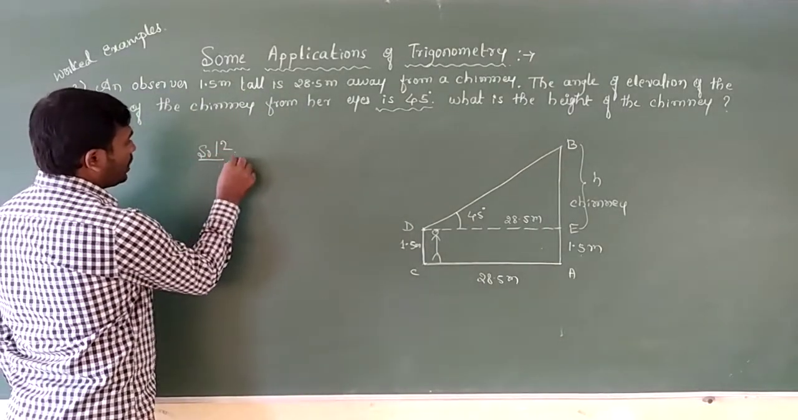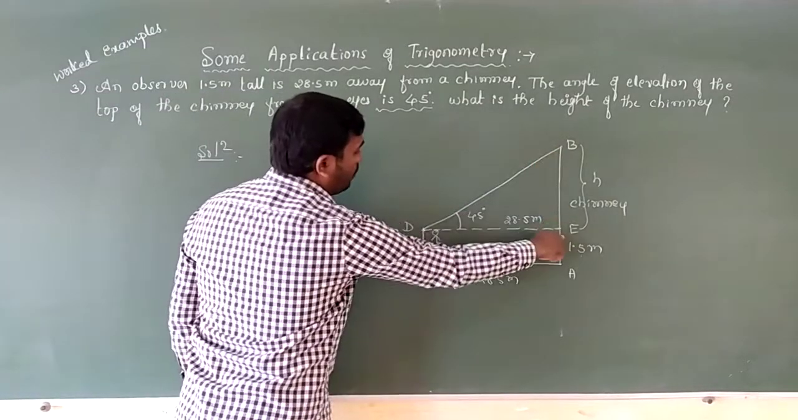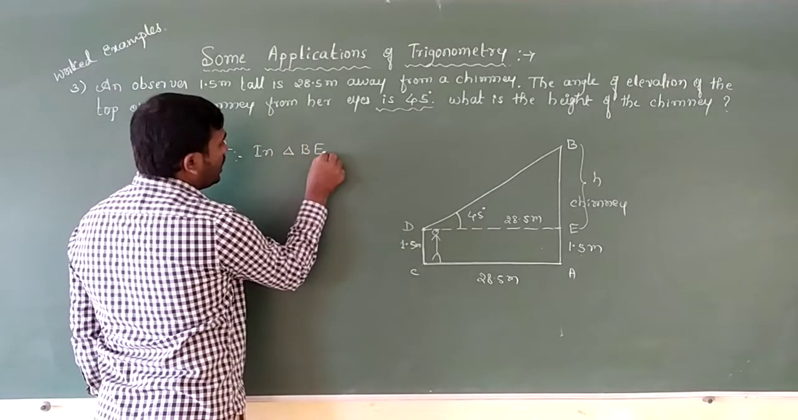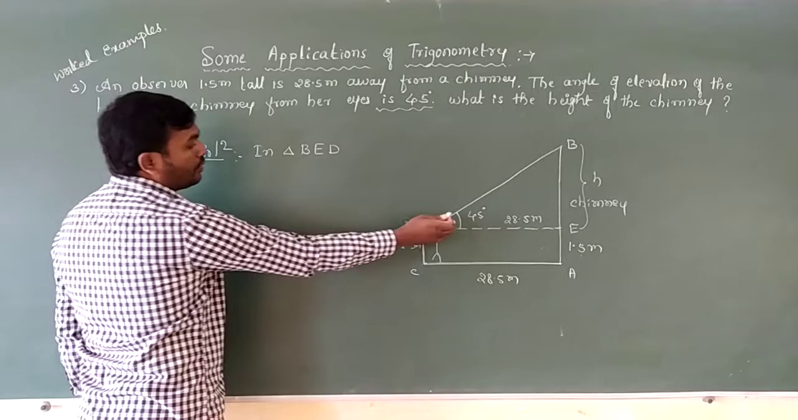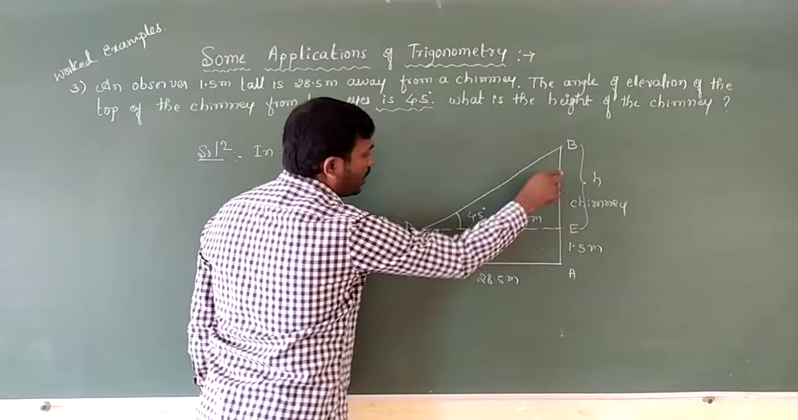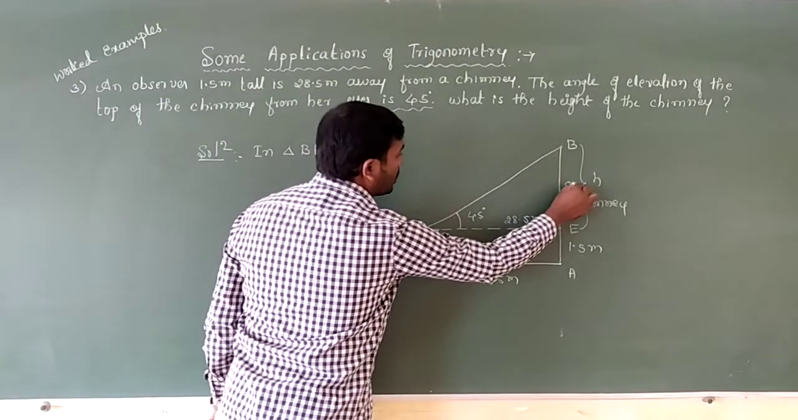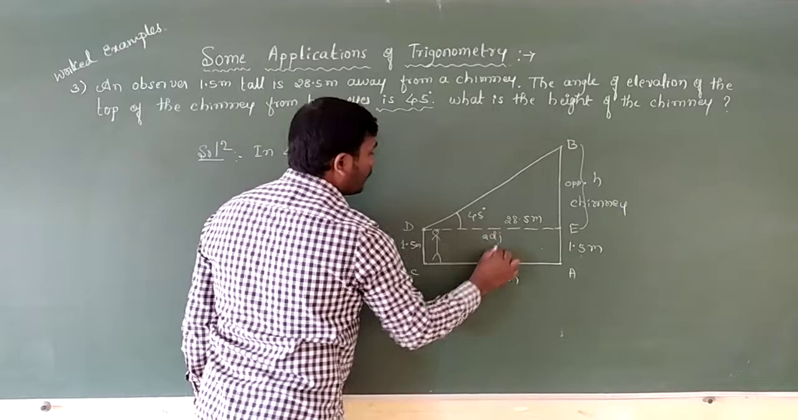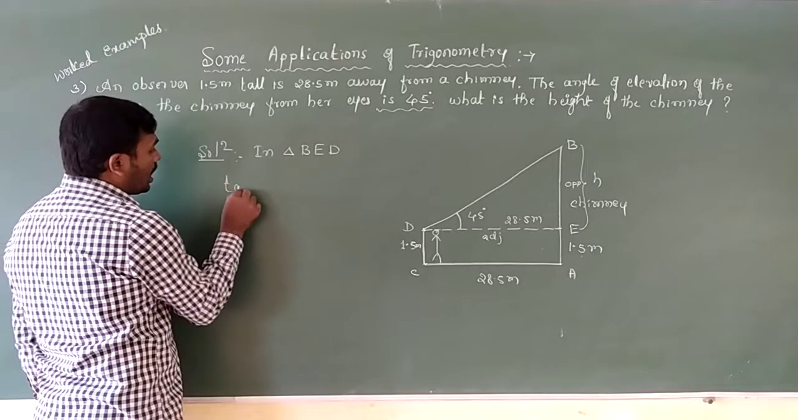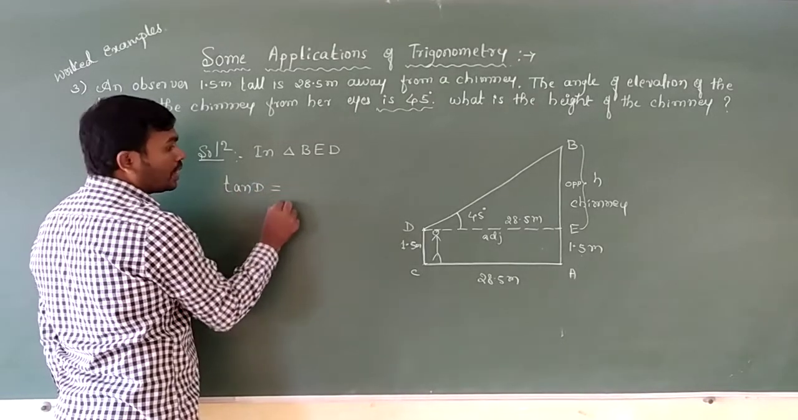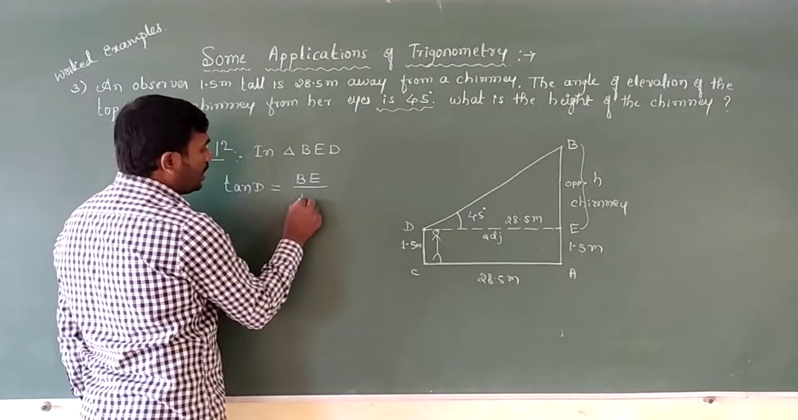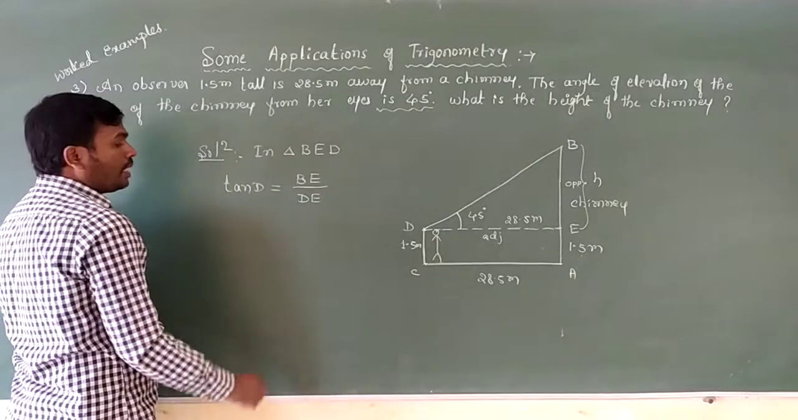Solution. Here consider the triangle BED. In triangle BED, angle 45 degree is given. Here we know one side and we don't know this side. So these two are the opposite and the adjacent. The relation between opposite and adjacent gives us tan. So tan D is equal to BE divided by DE.